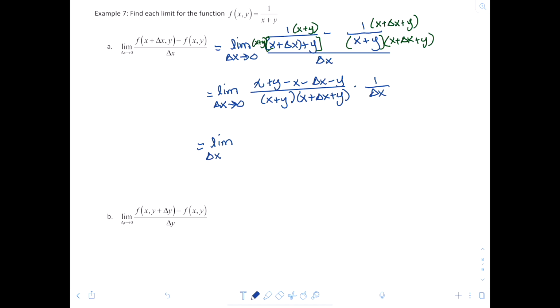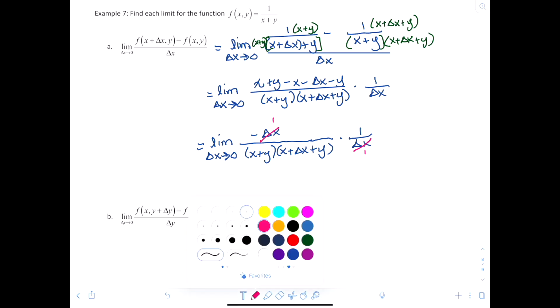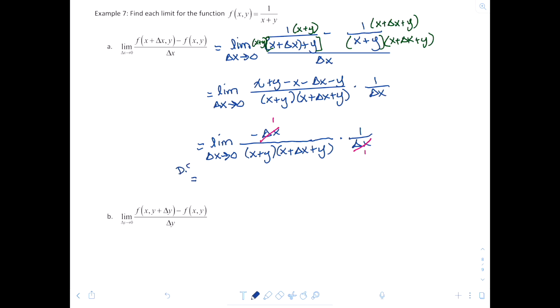All right. Well, this cleans up quite a bit. We'll get the limit as delta x approaches 0 of, the x is zero out and the y is zero out, so we'll get negative delta x over x plus y times x plus delta x plus y, times 1 over delta x. And so this delta x divides that one out. Don't forget about your negative. So with direct substitution, we're going to get negative 1 over x plus y times x plus 0 plus y. Remember, wherever we see a delta x, we're going to be putting in a 0. And so our end result for the limit would be negative 1 over x plus y, the quantity squared.